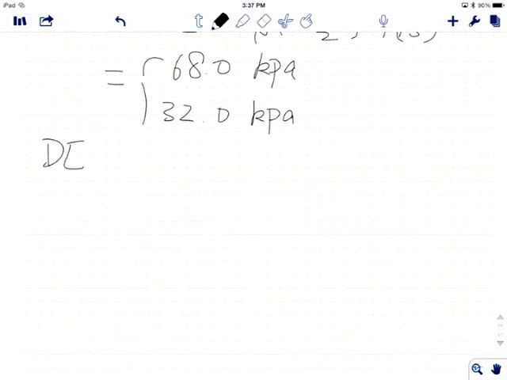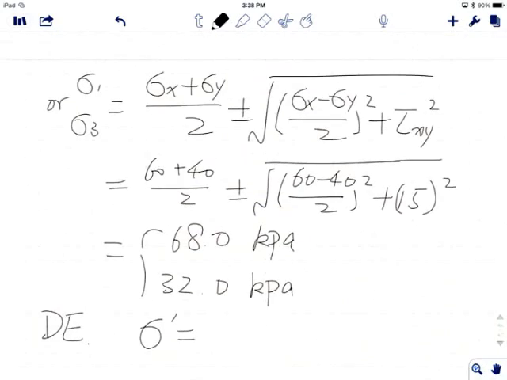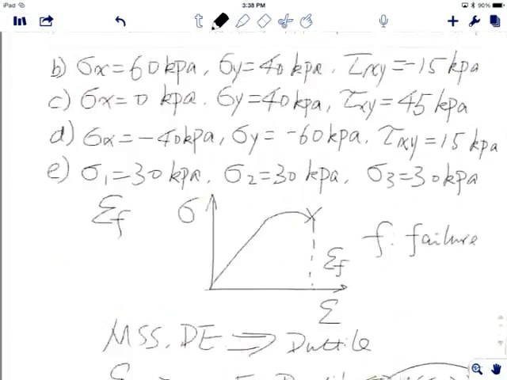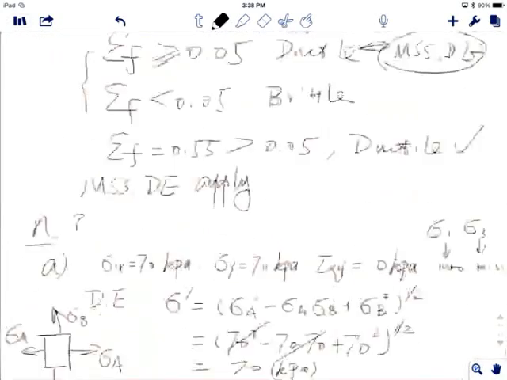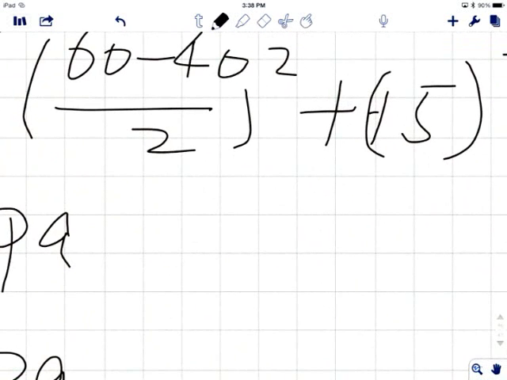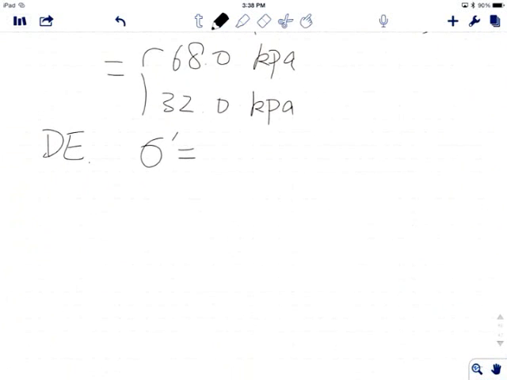Once we know the principal stresses, distortion energy is again about the von Mises stress. Yes? Positive 15 or negative 15 doesn't matter, because you're squaring. It doesn't matter whether it's positive or negative. Either way, you can write positive or negative, and they understand.